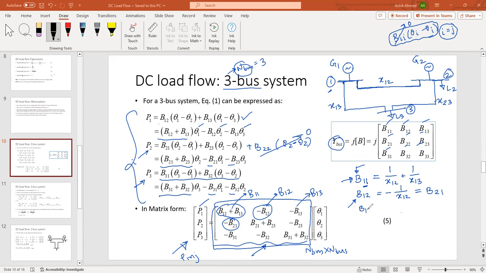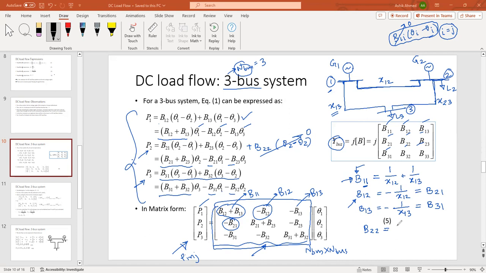Then what will be B13? I have to look at the connection between bus 1 and bus 3, the corresponding reactance, take the inverse of that and put a minus sign. So that is your B13. And due to symmetry, this will be the same as B31. Okay. Then we have B22. So again, for B22, what I have to do, I have to look at bus number 2 and I have to look at those lines which are originating from bus number 2. Again, there are 2 lines.